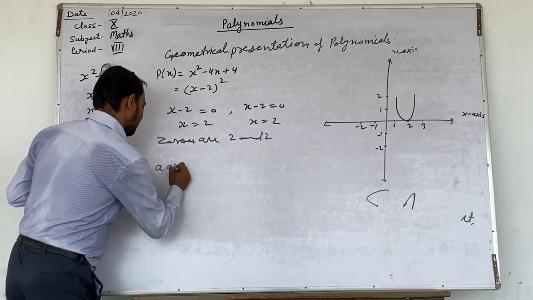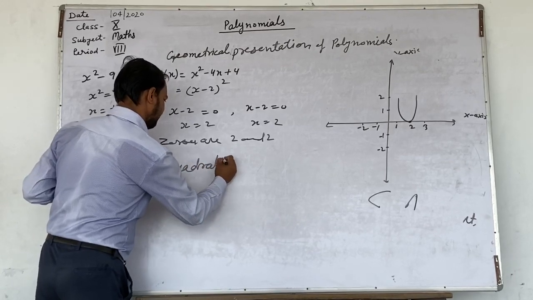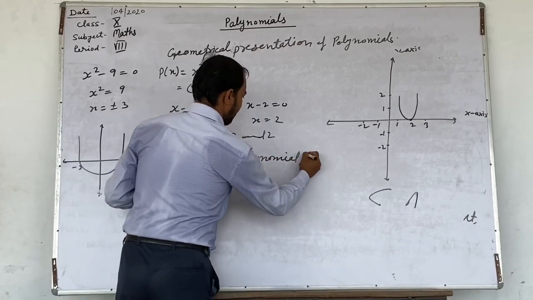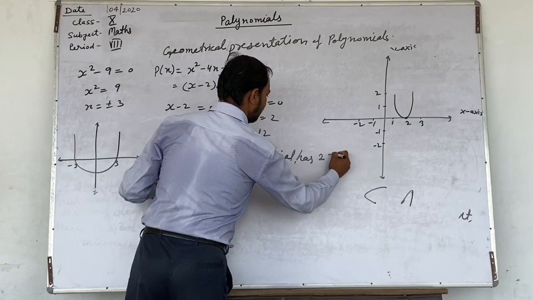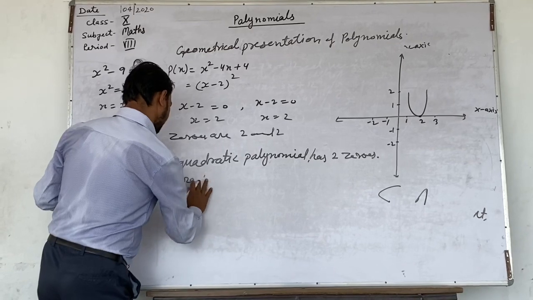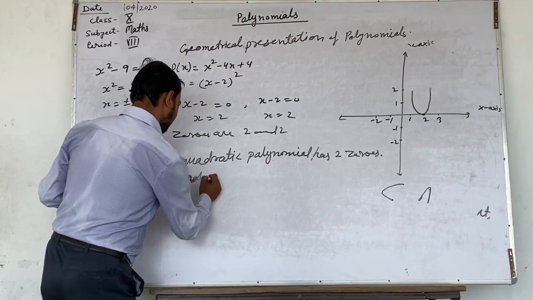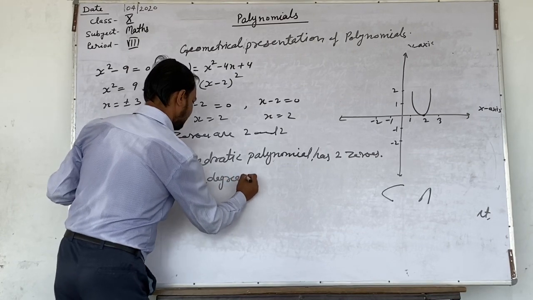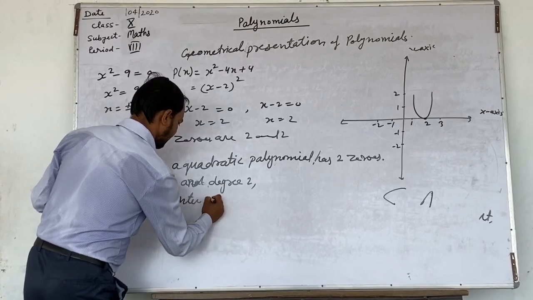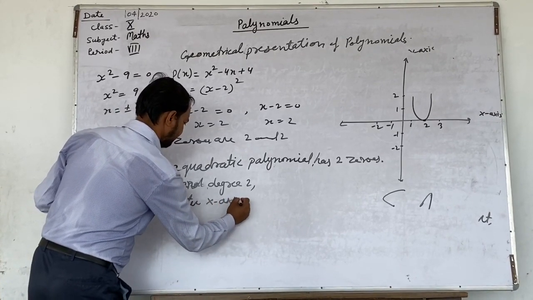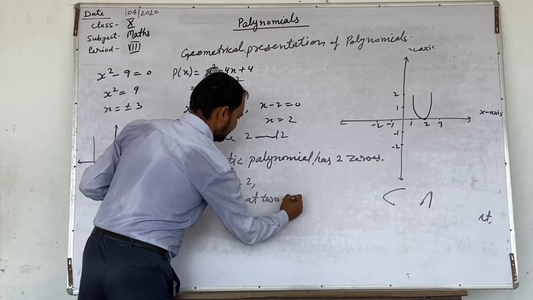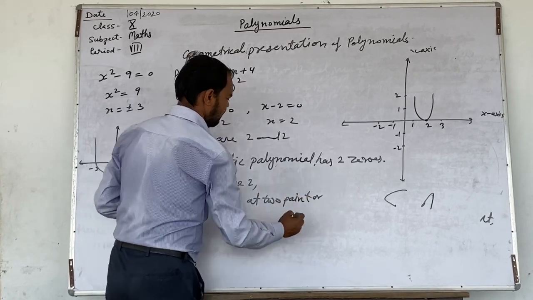A quadratic polynomial of degree 2 has two zeros and intersects the x-axis at 2 points or a repeated point.